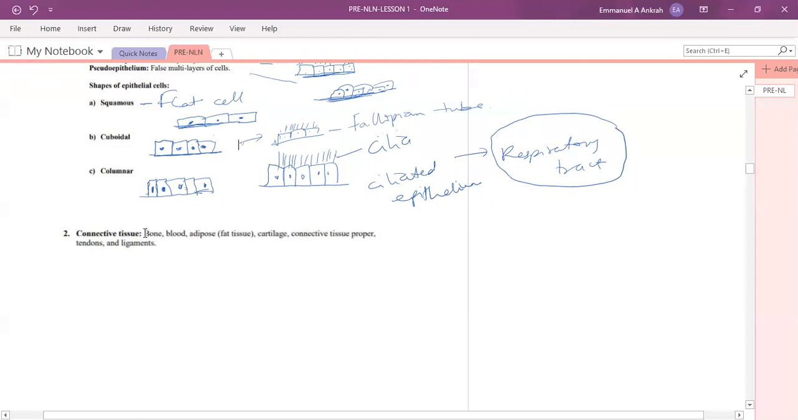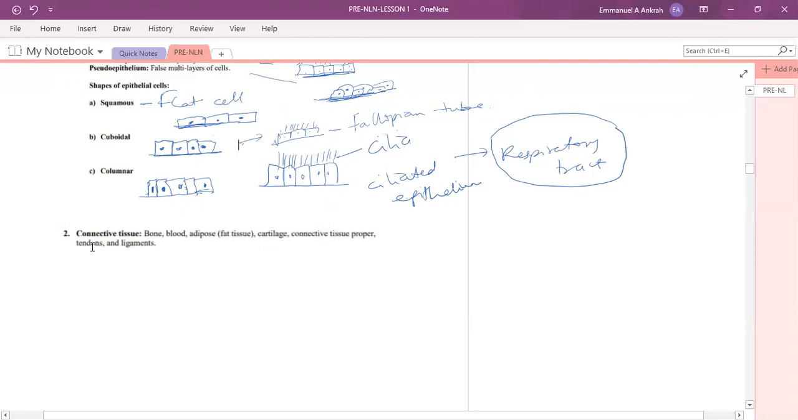So remember, bone is a connective tissue. Blood is a connective tissue. Adipose tissue, which is fat tissue, is a connective tissue. Cartilage, connective tissue. They have the connective tissue proper. When I say connective tissue proper, you're talking about, let's say if you take the skin, under the skin, you have the connective tissue proper. It holds the other structures together, binds the structures under the skin. Those are connective tissue proper.